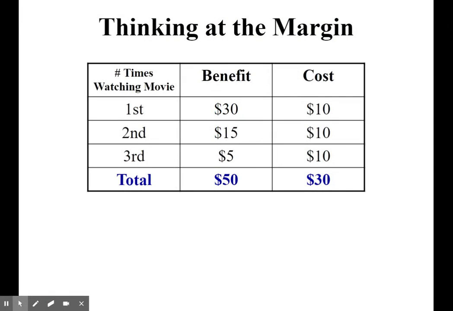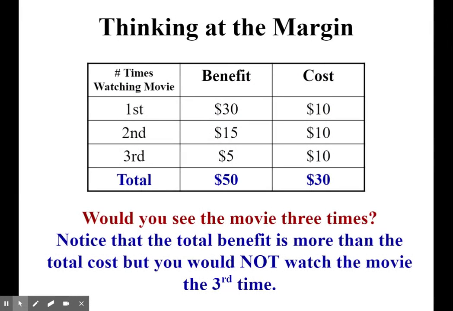The last thing that I want to talk to you all about is this idea of thinking at the margin. So thinking at the margin is really this understanding of additional. So when you hear the word marginal, I want you to think additional. So the question that's posed is, would you see this movie 3 times? And what I want you to notice is that your total benefit is more than the total cost in that third instance, meaning that if you are thinking at the margin, if you are applying those 5 key assumptions, the third time watching that movie doesn't make a whole lot of sense.